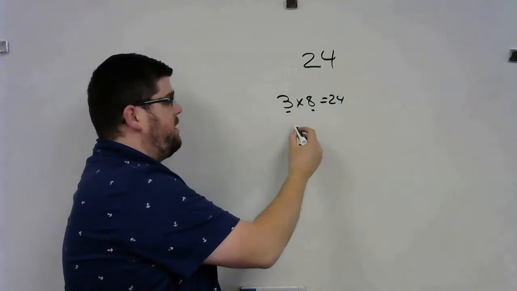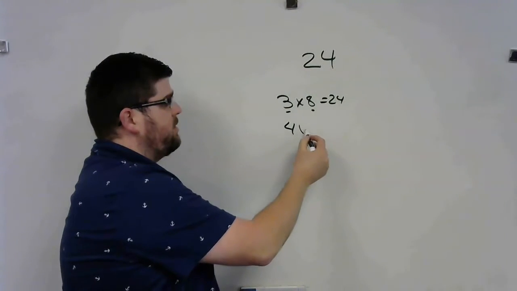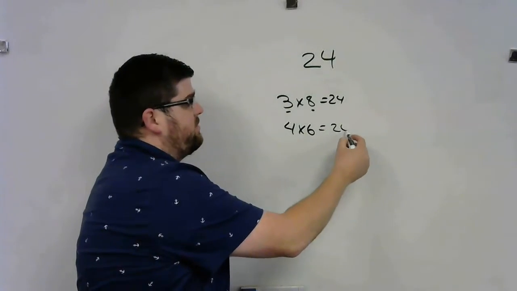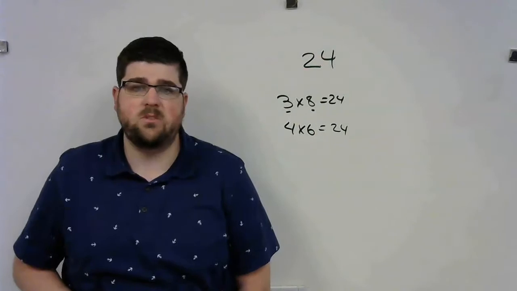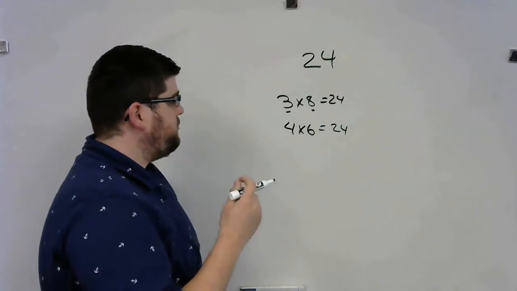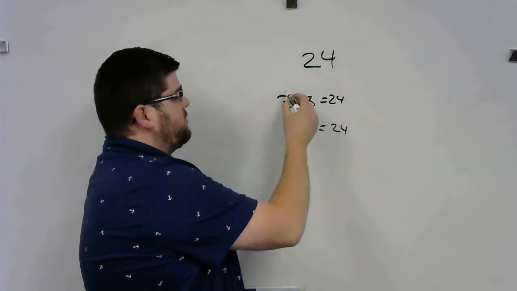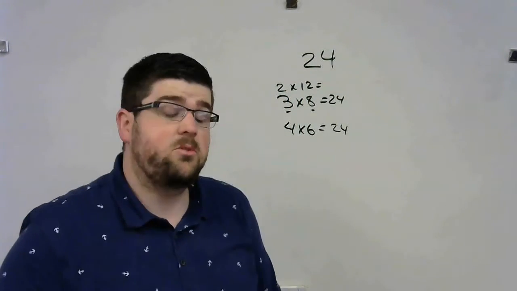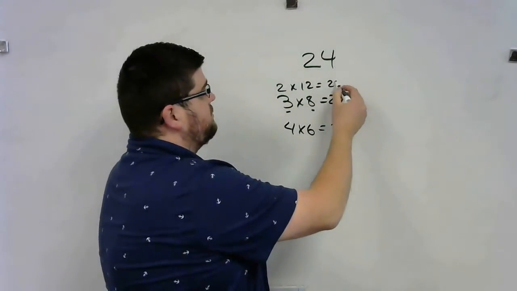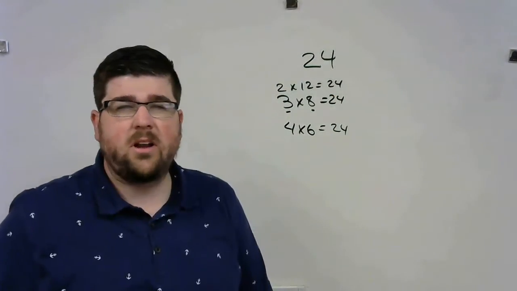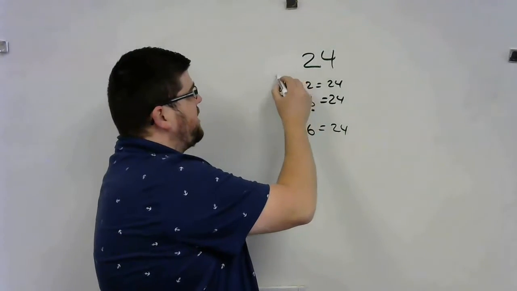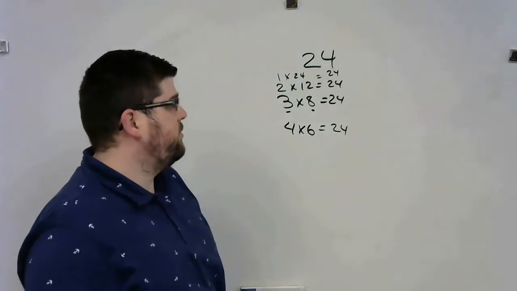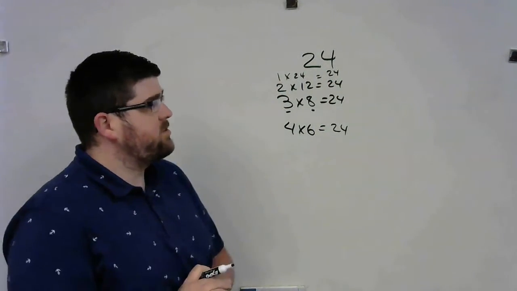Another one, though, would be, can you think of another one? 4 and 6. 4 and 6 are also factors of 24 because I can multiply 4 times 6 to get to 24. Other ones would be 2 and 12. I can multiply 2 times 12 to get to 24. And I'm trying to think, are there any other ones? And of course, I can do 1 times 24 to get to 24. And those are my factors of 24.